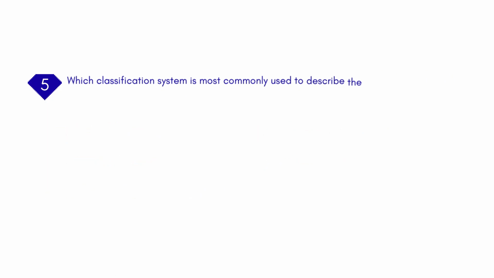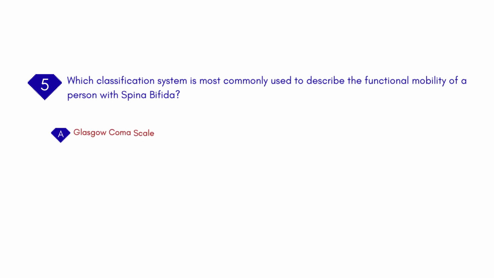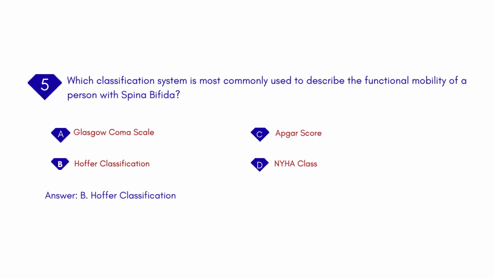Which classification system is most commonly used to describe the functional mobility of a person with spina bifida? A. Glasgow Coma Scale. B. Hoffer classification. C. APGAR score. D. NYHA class. Answer: B. Hoffer classification.